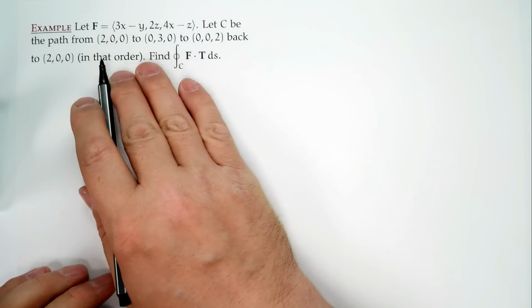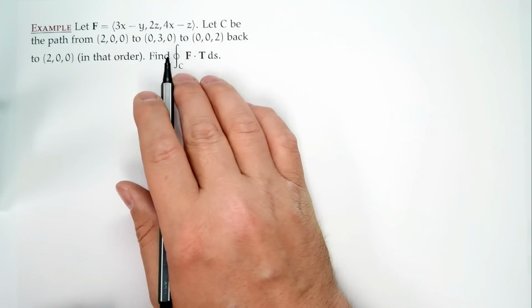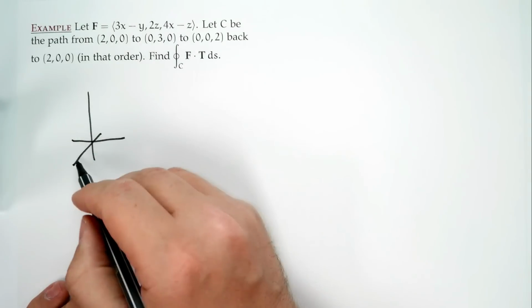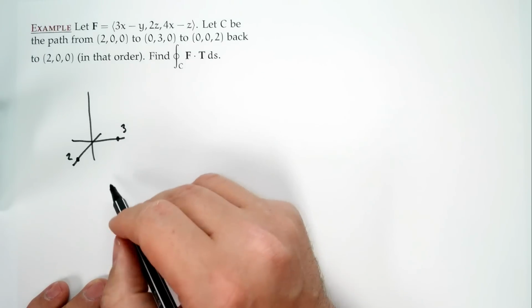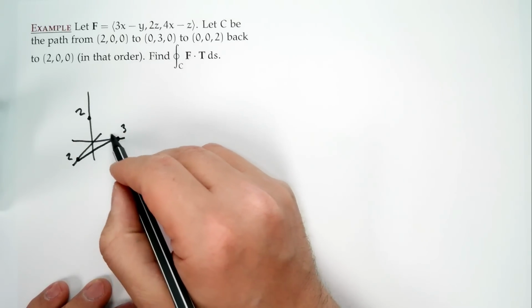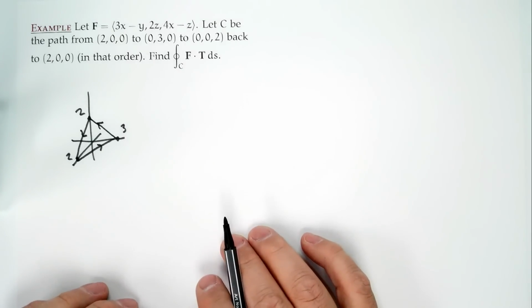Two more examples, and we'll be done for now. We'll get more practice in a few more sessions. It's good to practice. The more you practice, the better you get. So we have F equals 3x minus y, 2z, 4x minus z, and C is the path from 2, 0, 0. Okay, let's draw that. That's on the x-axis. So here I'm at 2, 0, 0, then 0, 3, 0 on the y-axis, then 0, 0, 2, and then back. Boom, boom, boom. It's a triangle. All right. Now what do we want to do?